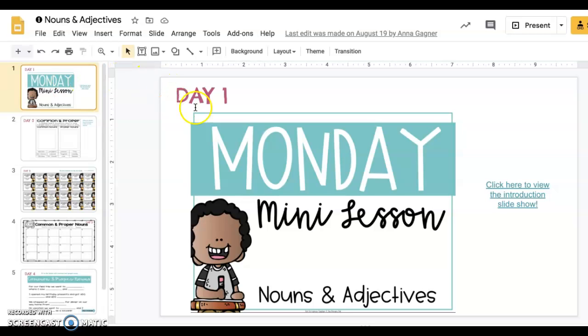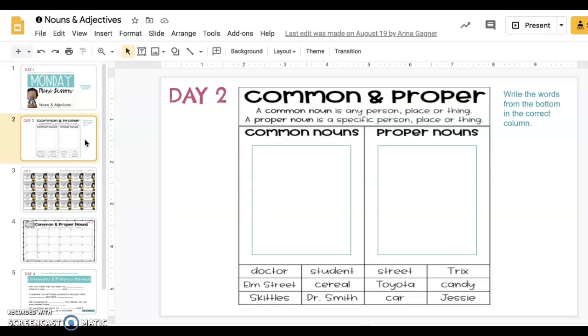So on day one, every day one, which is Monday, you will be viewing a slideshow talking about, this week, nouns and adjectives. On day two, you're going to do a sort.